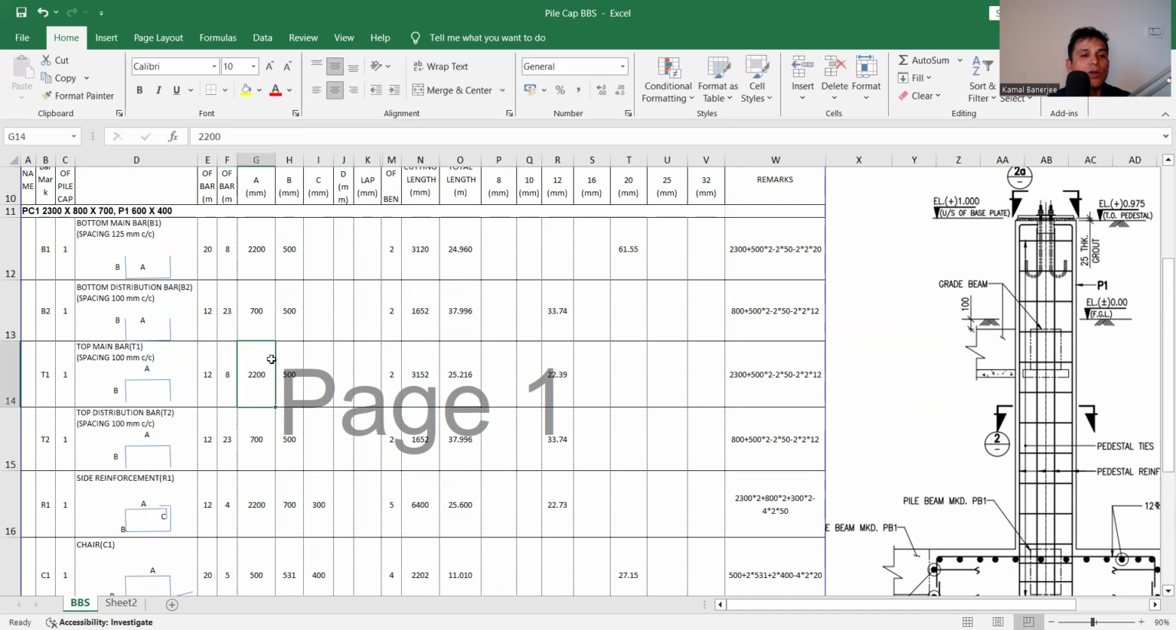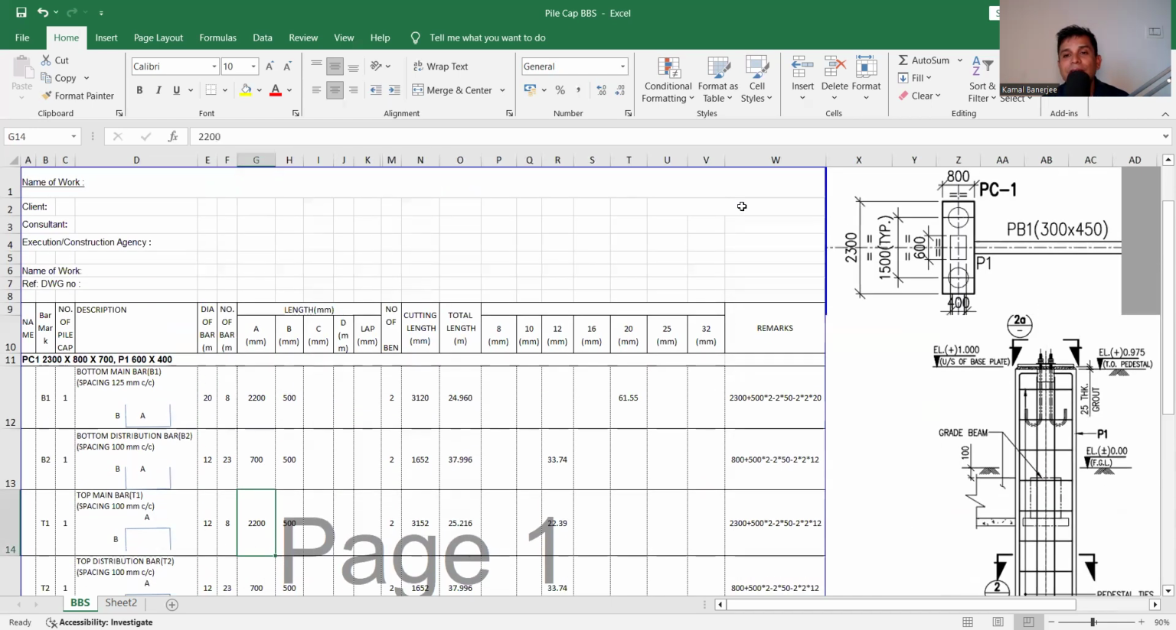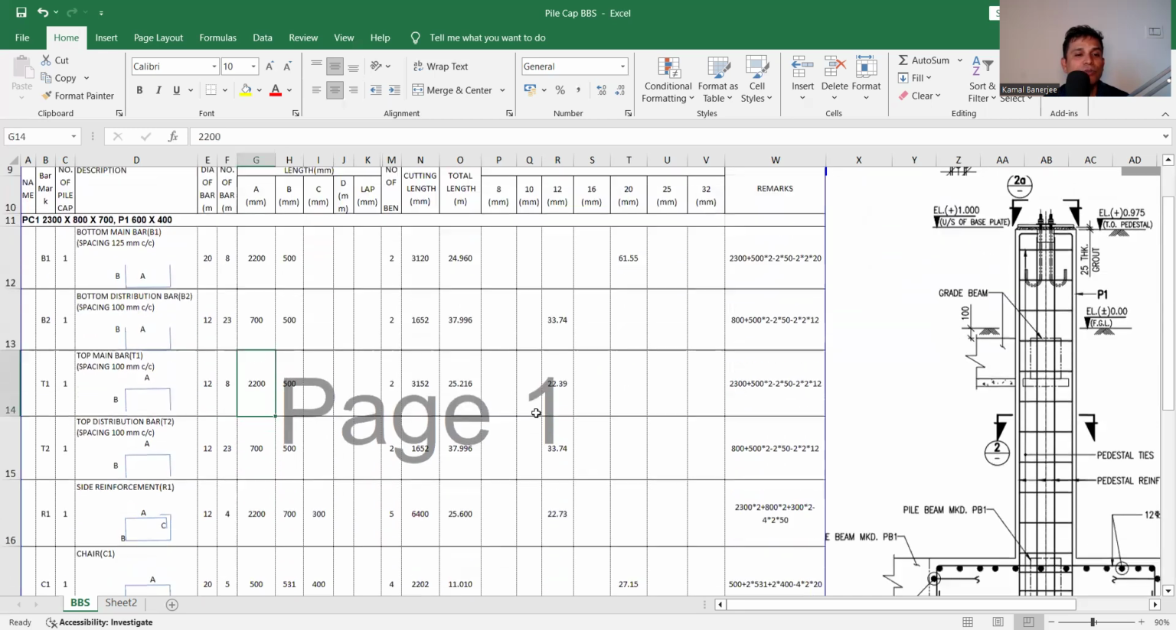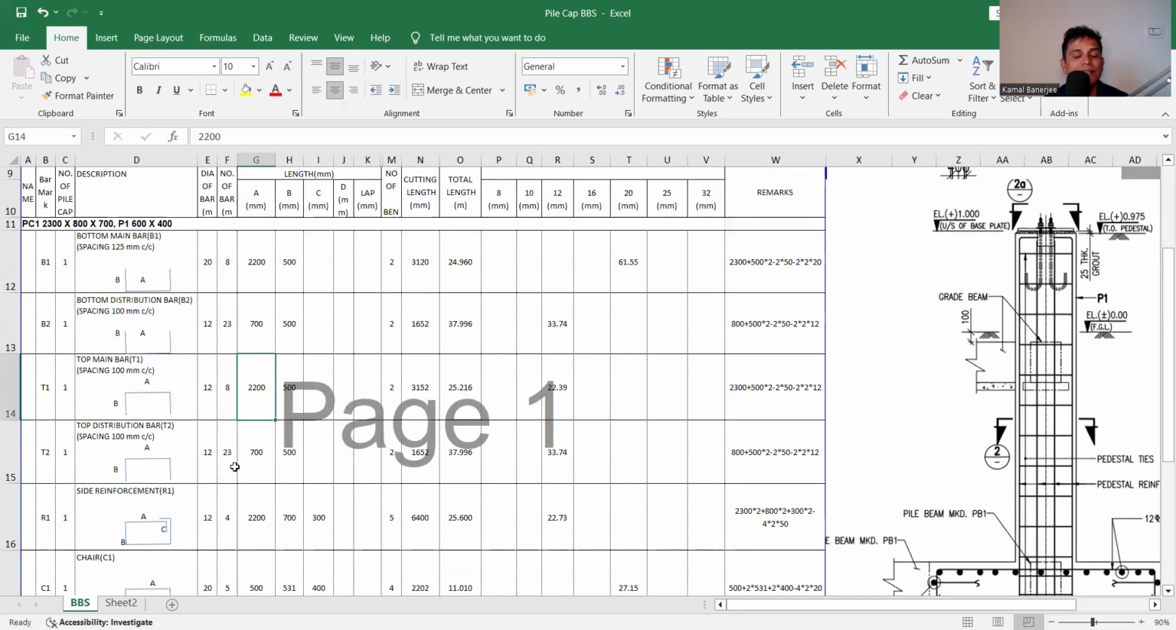Now the top bar is 12 dia, and number of bar in this direction, again this is 800 minus 50, 700 divided by 100, that is 7 plus 1, 8. And what will be this length? Again same 2200 and 500, because this is the top bar in this direction. So again number of bend, and top distribution also 100 center. The same way the number of bar will be calculated, and we are getting the 12 dia bar.